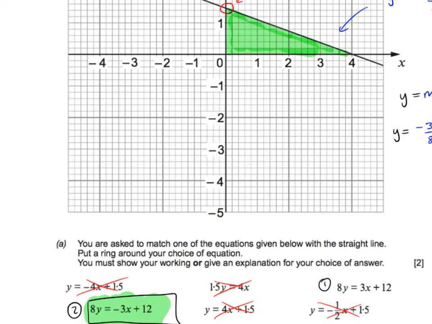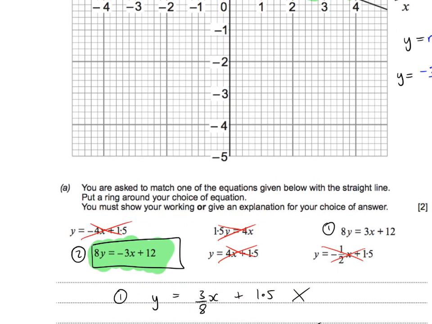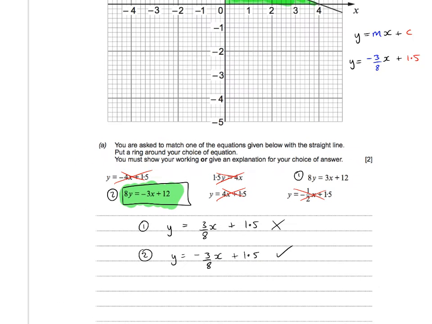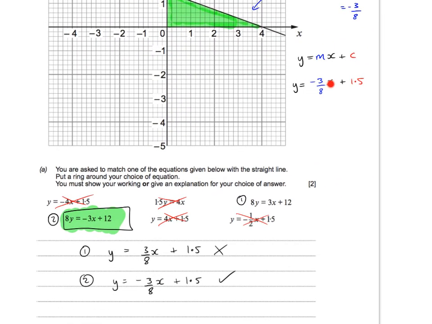So what I did was I rearranged equation 1 here to be in the form y equals. At the moment it's 8y. I want it to just be y. So what I did was I divided every bit by 8. So 8y divided by 8 cancels the 8s. 3x divided by 8 is 3/8 x. And then 12 divided by 8 is 1.5. Now that is nearly my equation, but it hasn't got the minus, so it's not that one. But then, as you can see with equation 2, I get exactly the same formula as I worked out over here. Okay, so that's how you do that type of question.